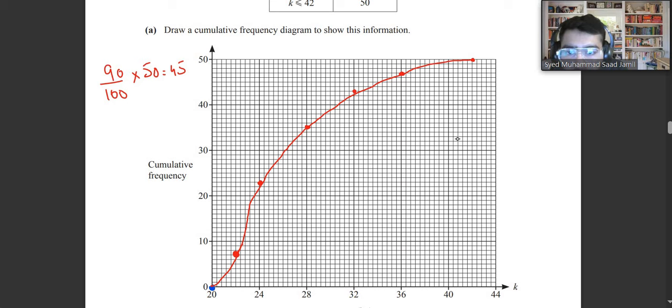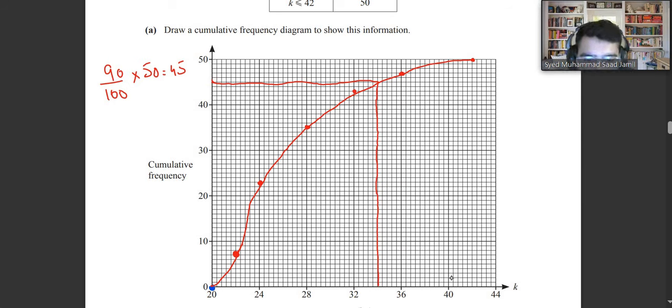So 45 is somewhere over here. 1, 2, 3, 4, 5. It's somewhere over here. So you guys will come over here, and then from here you guys will go down. Of course I'm trying my best not to make mistakes.